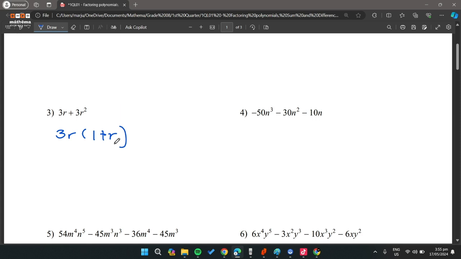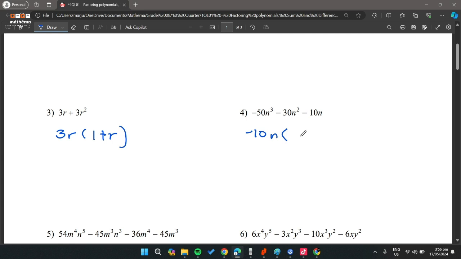Alright. What about number 4? What's common? Start with the number first. So 50, negative 50, negative 30, negative 10. Again, that's very straightforward. It's negative 10. And then look at the variable. We have n, n, n. And then, what's the lowest degree? That is just 1. So we'll do negative 10n. And then, this will become what?